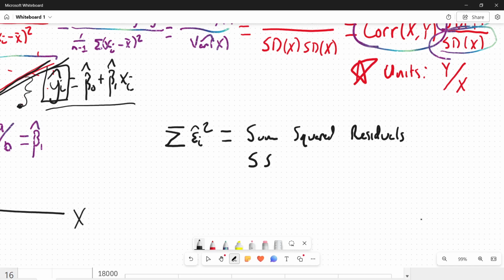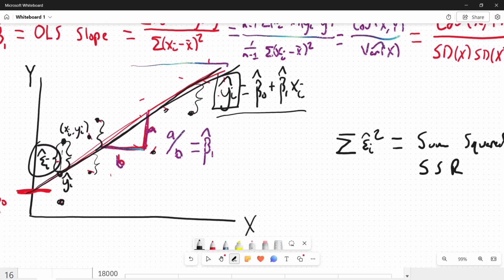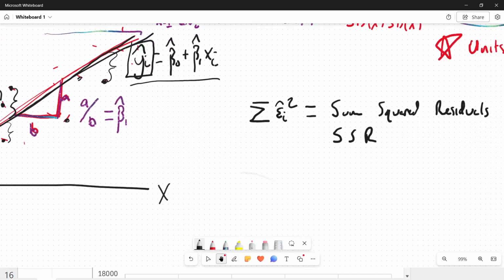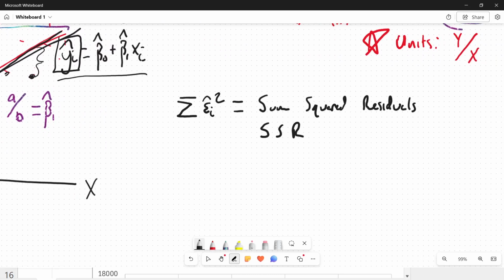Or SSR. The residuals are easy because it's these epsilons. They're the error terms. They're the leftover pieces. So epsilon is a residual or an error, and this is frequently called the sum of squared errors, just like it's called SSR. So I'll say SSR or SSE, meaning errors.